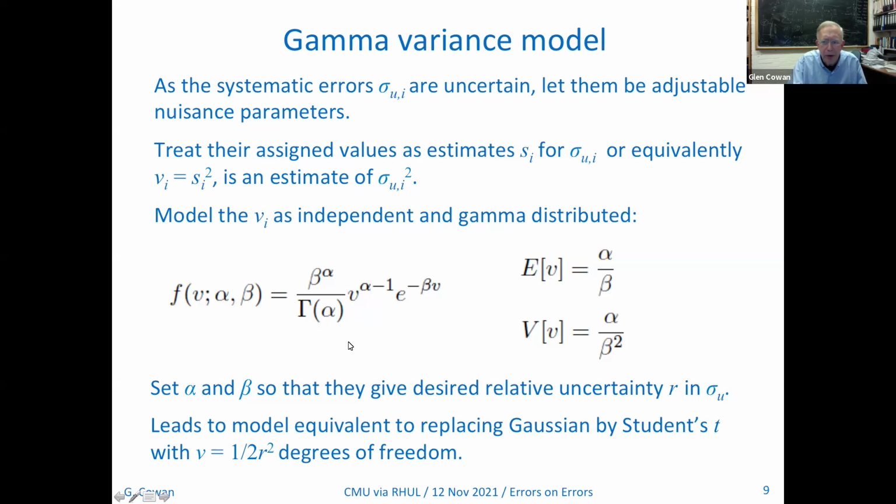So anyway, there's the gamma distribution, and the expectation and variance are written in terms traditionally of these parameters alpha and beta. So the idea then is to choose those parameters so that they give you a gamma distribution that reflects the appropriate relative uncertainty in the parameter sigma_u. And what we'll see is that this leads to a model that is equivalent to replacing the Gaussian distribution for the u_i by a corresponding Student's t model. And the number of degrees of freedom of the Student's t is going to be related to a parameter that I realize now I haven't defined yet, this little r, and I'll define that in just a second. It's related to the relative error on the error.